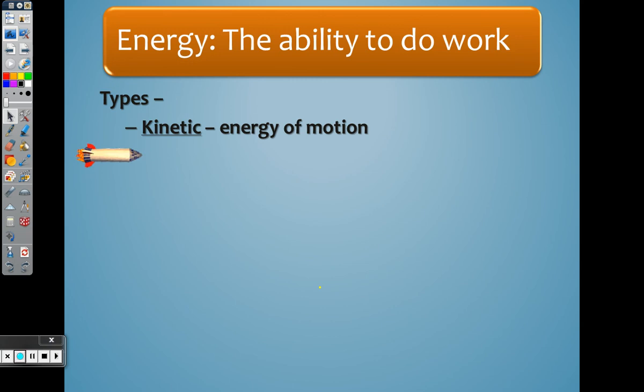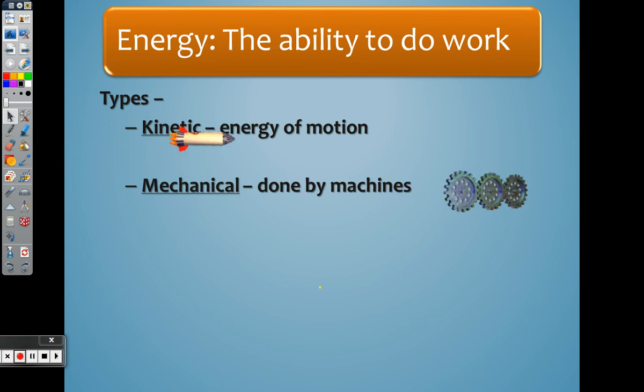A car moves with what type of energy? A bicycle, same thing. Okay, well, it's kinetic, but with what type of kinetic energy? No, it starts with an M. What's a bike, a wheel, a lever, a pulley? What are all of those? Screw, wedge. They're machines, simple machines. So what type of energy? Mechanical energy.